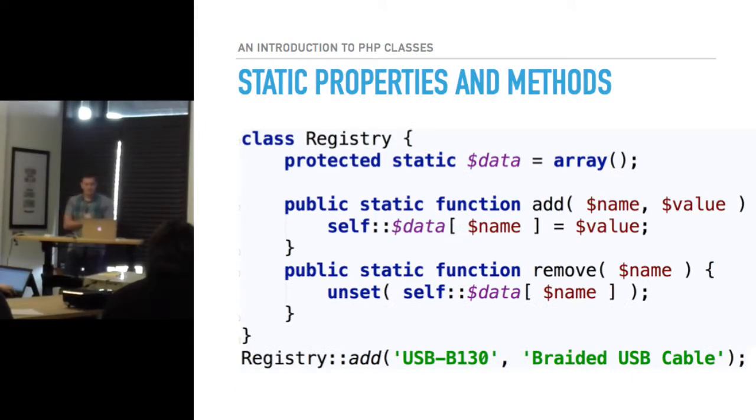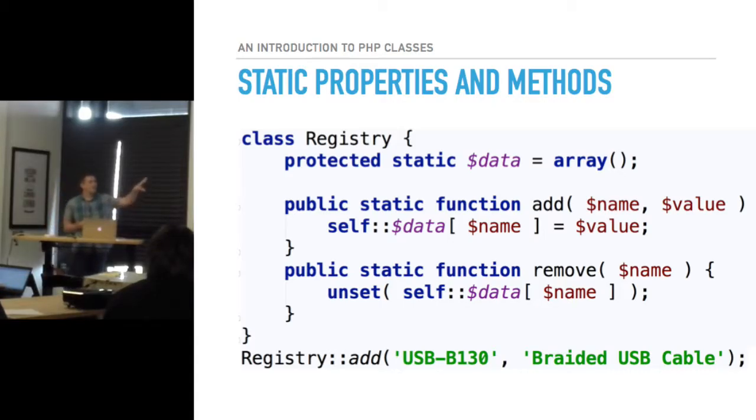So then we have static properties and methods. In this case, you don't actually instantiate an object. Think of the class here as a container for functions of sorts, but it also has this data array here. By using the keyword static, what that means is that when this class gets loaded, this static data property already exists. It's set at whatever you've set it at.